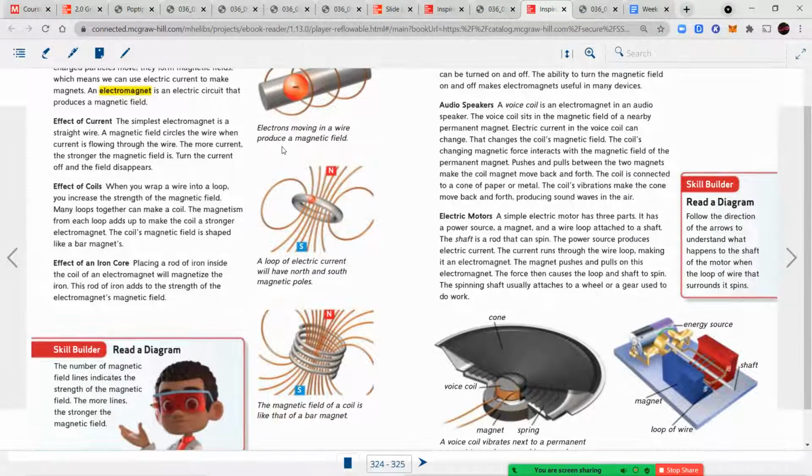So electrons moving in a wire produce a magnetic field. A loop of electric current will have north and south magnetic poles, just like a regular magnet. The magnetic field of a coil is like that of a bar magnet.